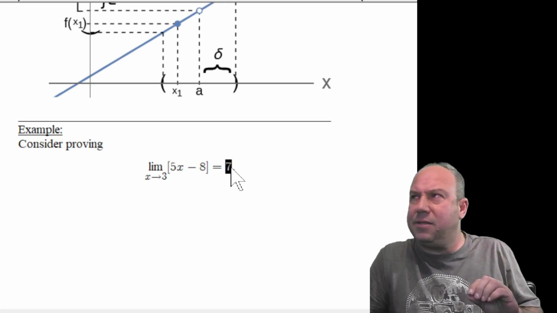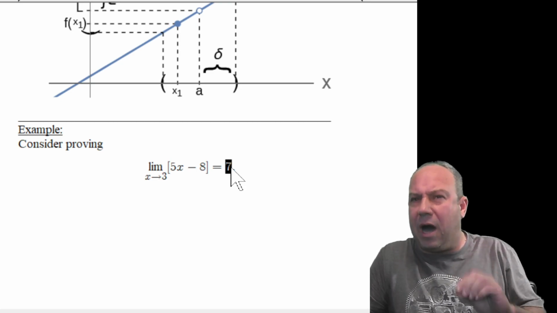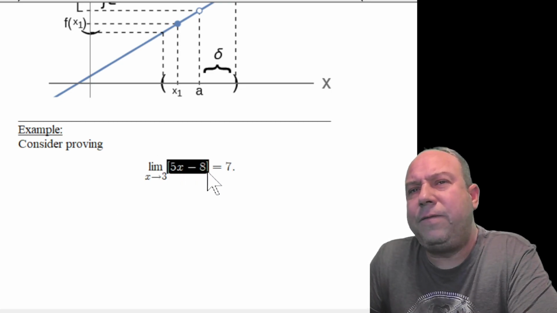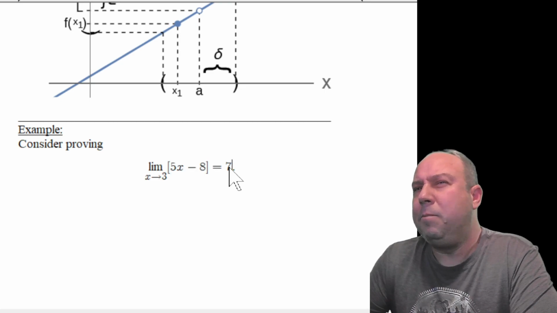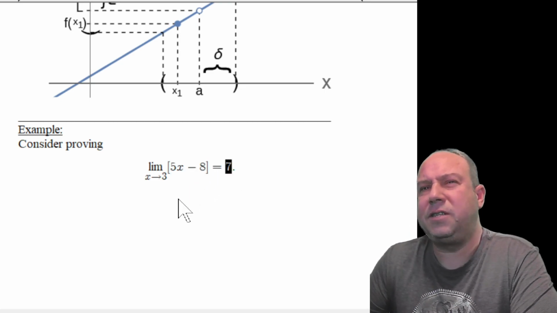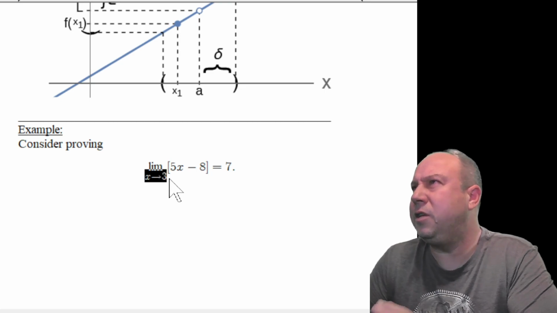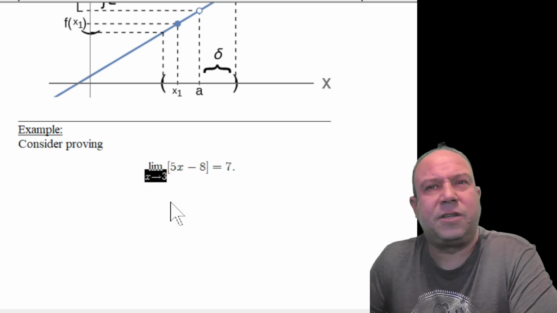But why is that true? Why can we safely say the value 5x minus 8 becomes arbitrarily close to 7 as this value of x becomes sufficiently close to this value of 3?